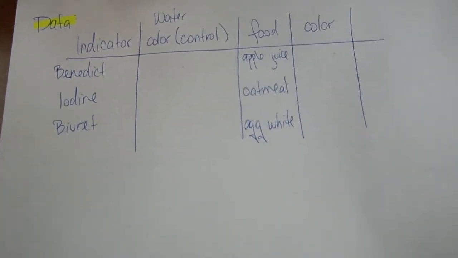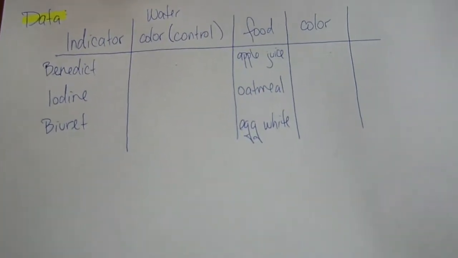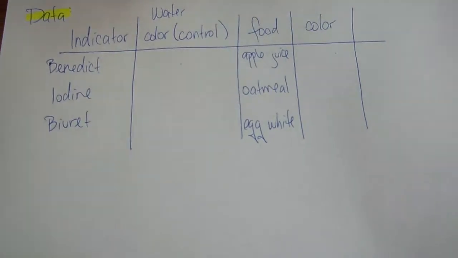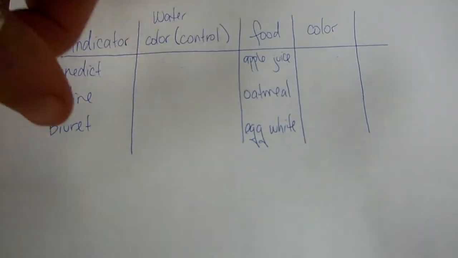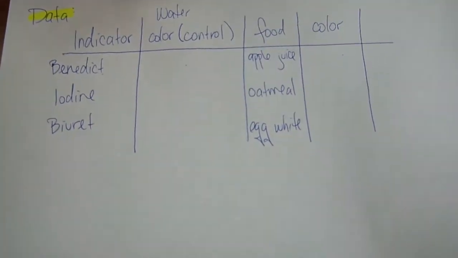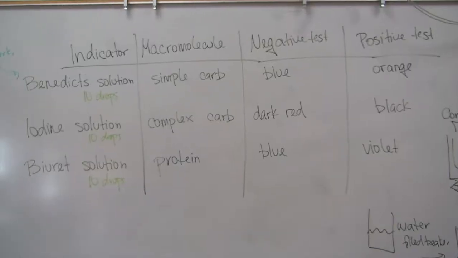This is the data, and you're just going to look at the color of each one, and I'll show you that, as well as, so the controls first, just in water, and then the color of these 3 foods. Then in general, here's the key.